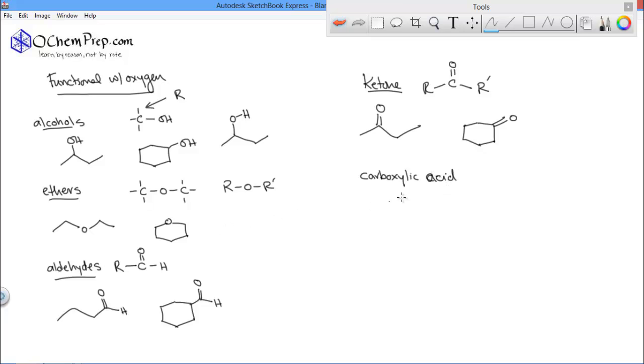And like aldehydes, they have to go at the end. So now you have a C double bond O attached to an OH. And then it's attached to an alkyl group. So this would be the structure of a carboxylic acid. You should be familiar with this carboxylic acid, that is acetic acid or vinegar.